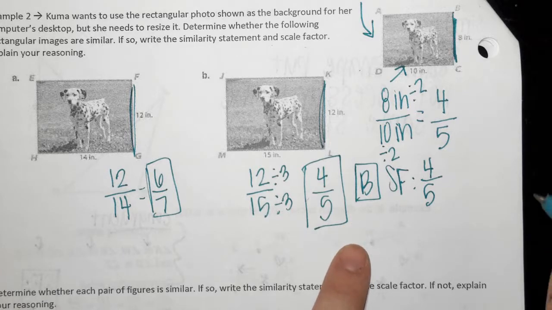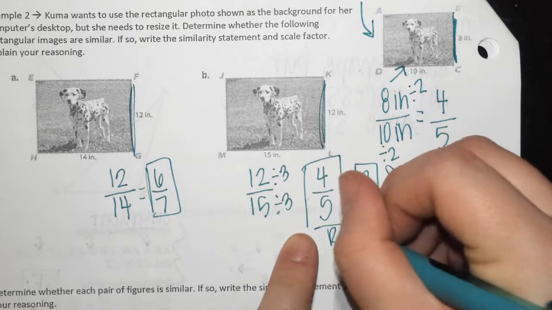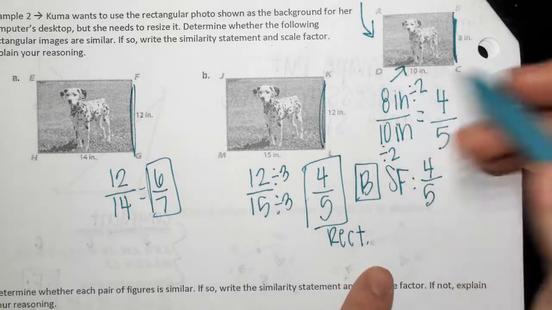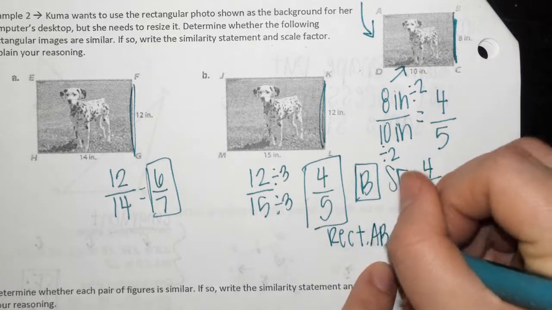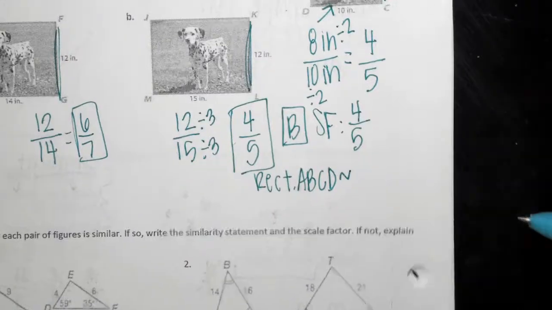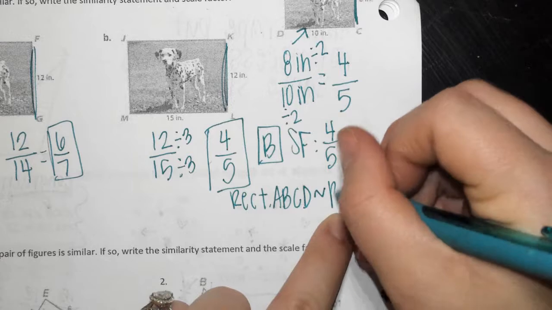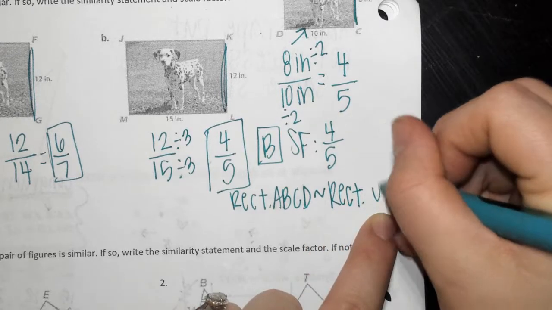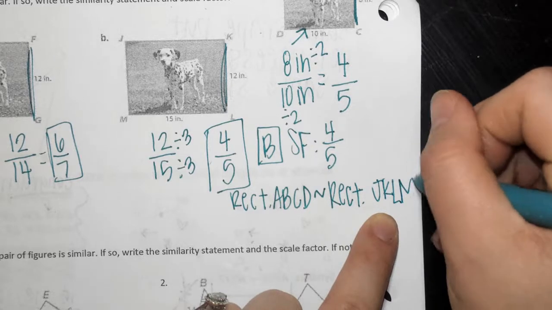And let's write a similarity statement. Rectangle. Let's start with the original first. How would we name this rectangle? ABCD is similar. Don't write the congruency symbol. Similar to rectangle what? JK.